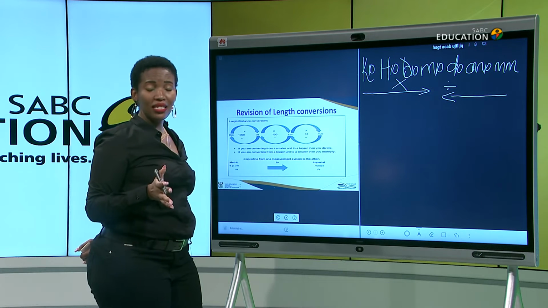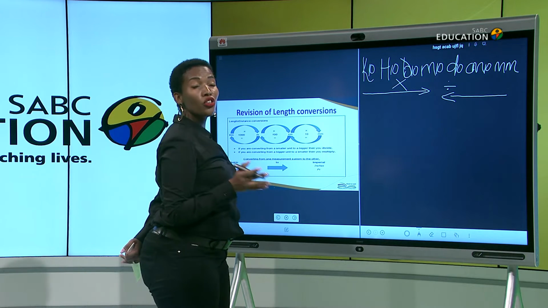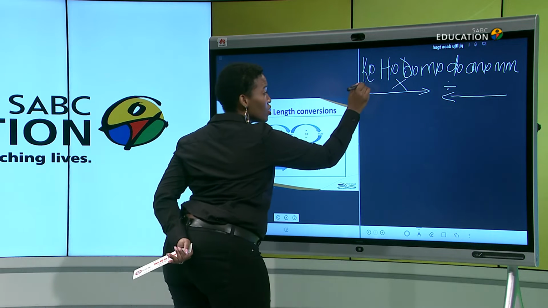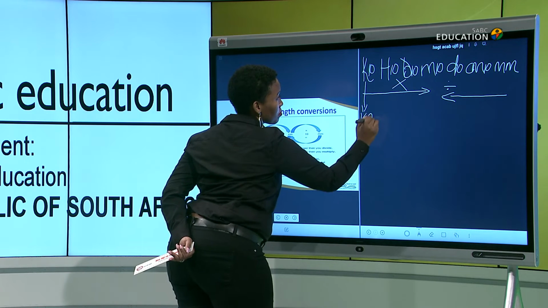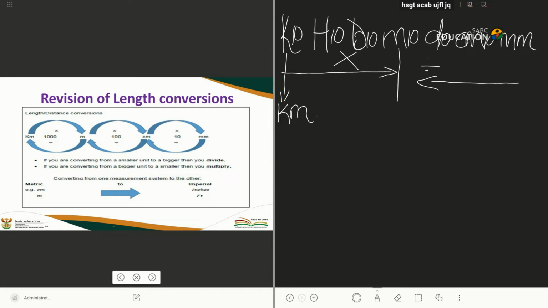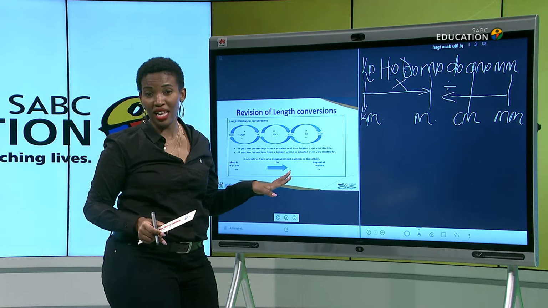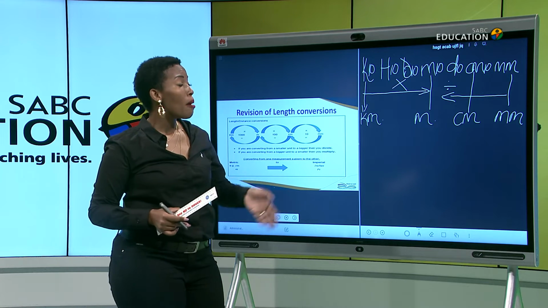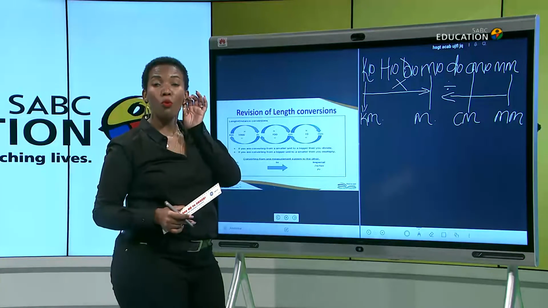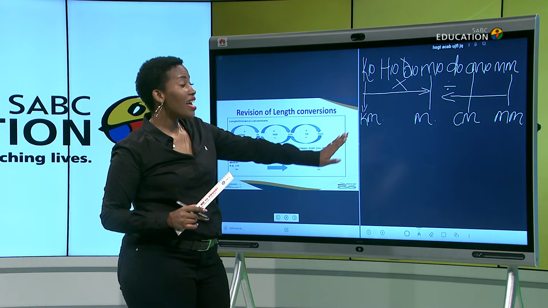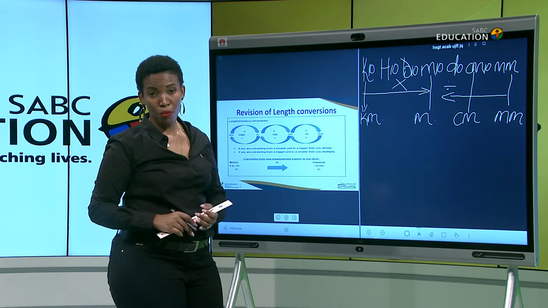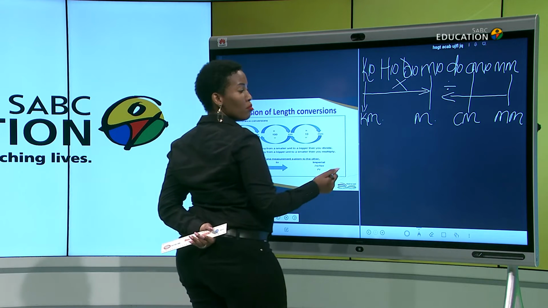And learners, for maths literacy, the most common units that we use for our conversions are your kilometers, your meters, your centimeters, and then your millimeters. This does not mean that the examiner will not ask you about the decimeters and the hectometers. They can ask you about those ones, but the ones that we work with on a regular basis are these four. These are the ones that you need to master. Let us look at the conversion factor between them.